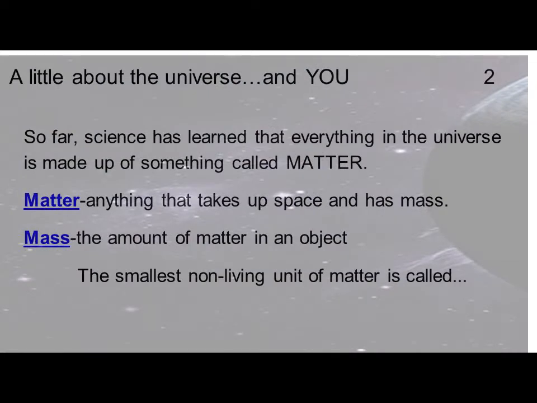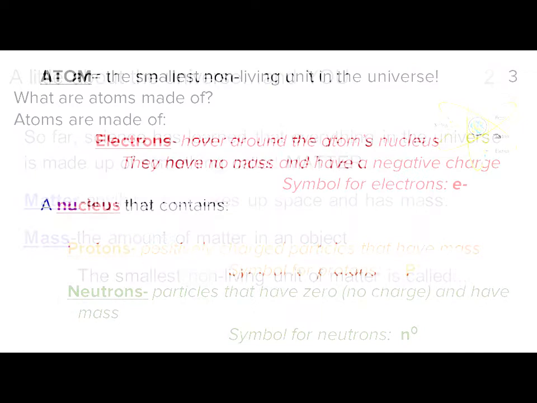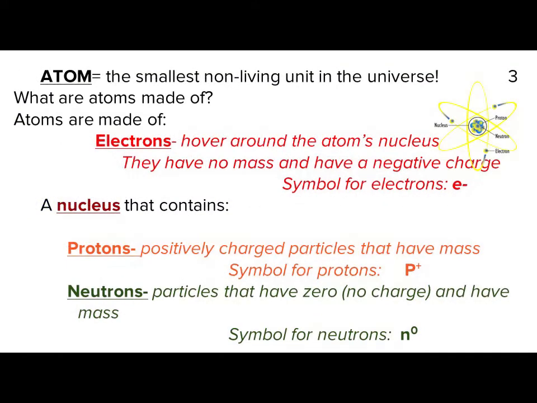So far, science has learned that everything in the universe is made up of something called matter. Now, matter is anything that takes up space and has mass, and we can say mass is bulk. And mass is the amount of matter in an object. The smallest non-living unit of matter is called an atom. And an atom is the smallest non-living unit in the universe.